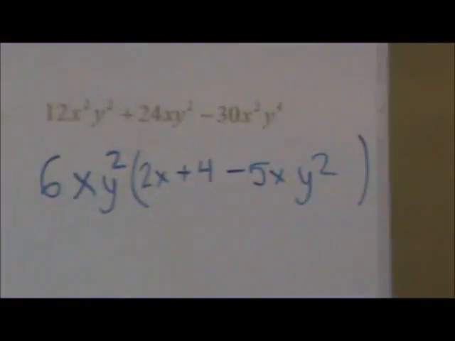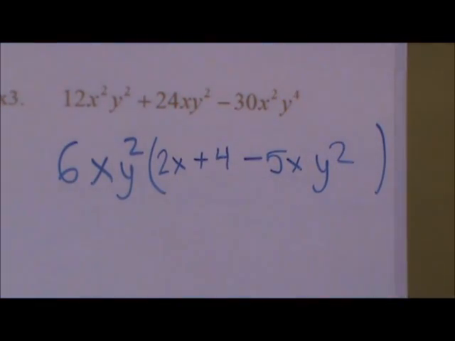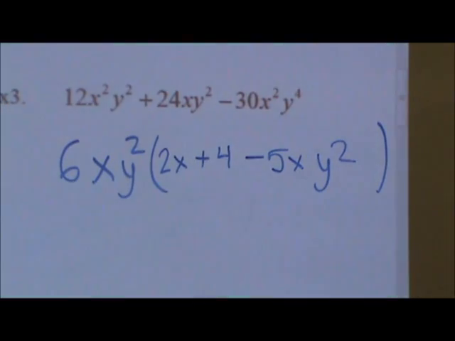The last one, as you look, you're going to see that you take out 6xy squared, and then you have 2x plus 4 minus 5y squared left inside.